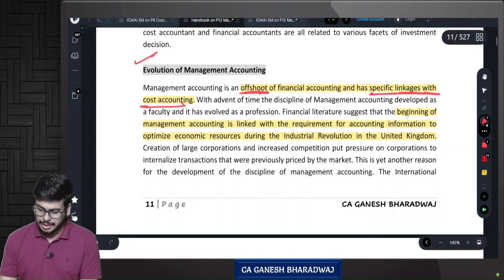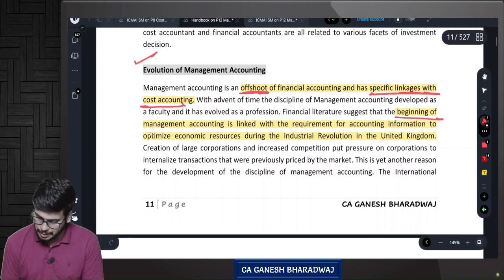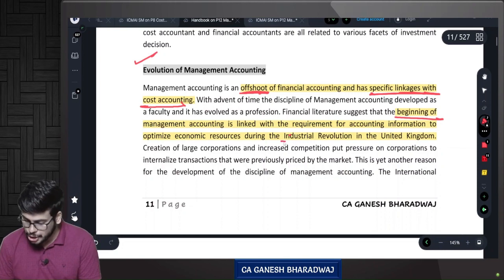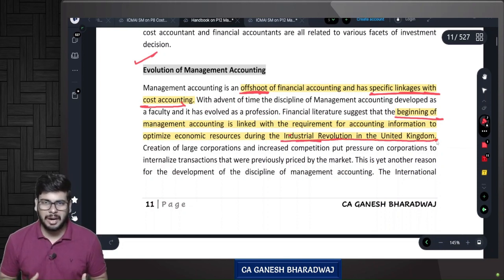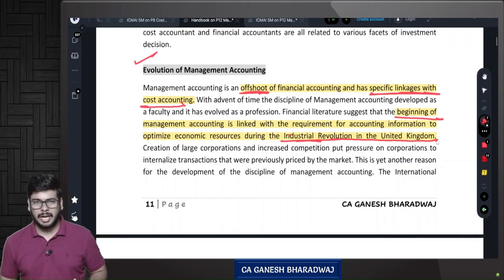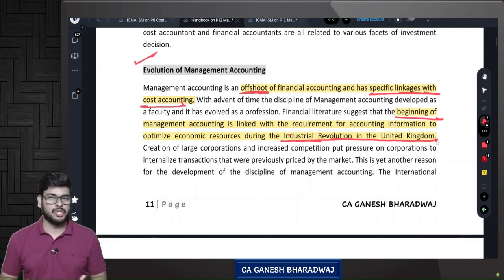Financial literature suggests that the beginning of management accounting is linked with the requirement of accounting information to optimize the economic resources during the Industrial Revolution in the United Kingdom. So we are just going back to history. So how did this all start? Only during the Industrial Revolution in the United Kingdom.